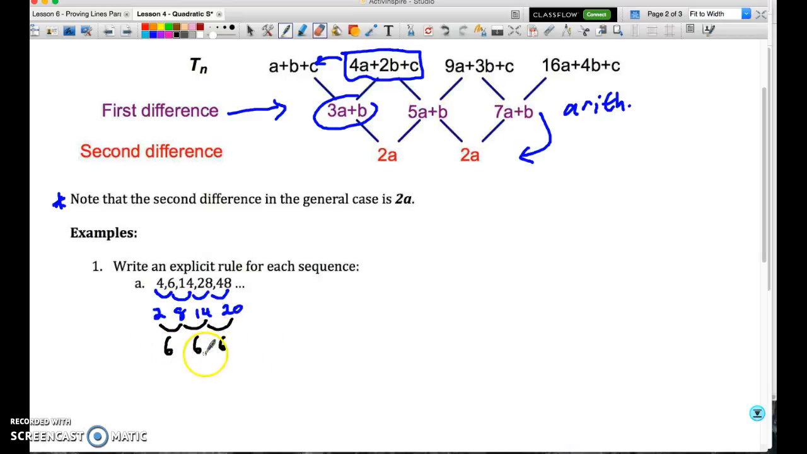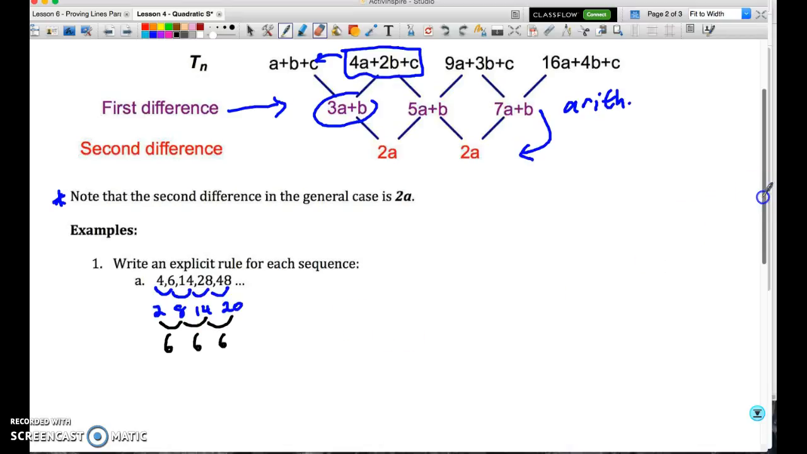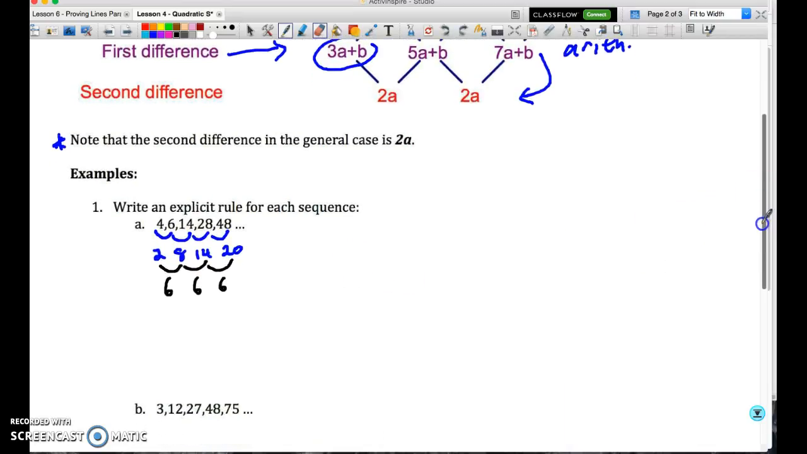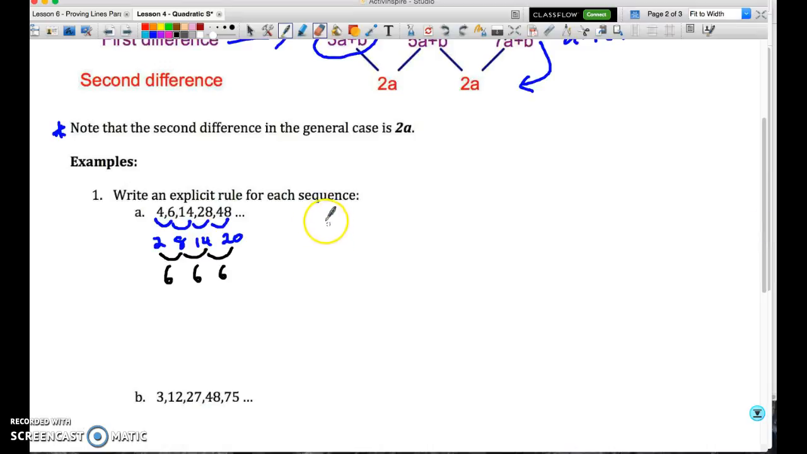So once again, we have the second difference being constant, and that allows us to know that the form of the equation is going to be quadratic. T of n is an squared plus bn plus c. We're going to use the general case this time to speed up the calculation, and so we know that the second difference is 2a, and so in this case we can say 2a must equal 6, and therefore we have the a value of 3.